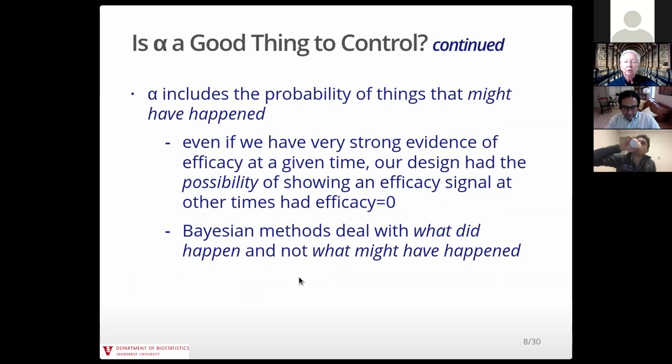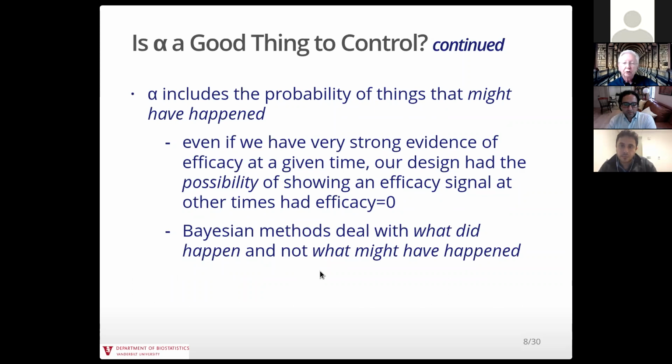So alpha includes the probability of things that might have happened, because when you're doing sequential testing, you have to adjust for looks you're going to take in the future. And after you get to those future looks, you have to adjust for looks that you took in the past, even if those looks were inconsequential. Those looks didn't make you change anything in the study, you still are paying a penalty for taking those looks. The penalty late is less than the penalty that you have to pay in the early looks.